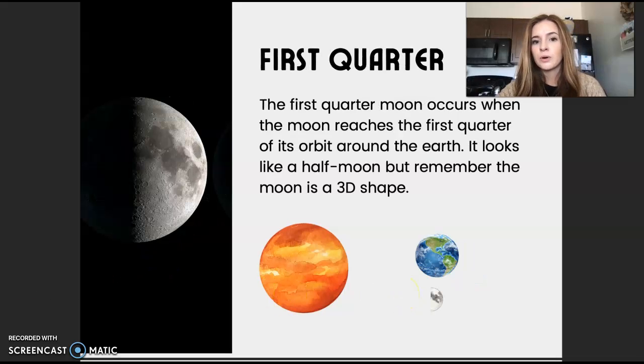The first quarter moon. The first quarter moon occurs when the moon reaches the first quarter of its orbit around the Earth. It looks like half a moon, and it can be remembered by picturing the moon in a 3D shape. So right here you can see the sun is reflecting right here, so we're not seeing it. It's going to create a shadow, but on this side we're going to be able to see it. So it looks like a half moon, and it's going to be a half moon on the right side.